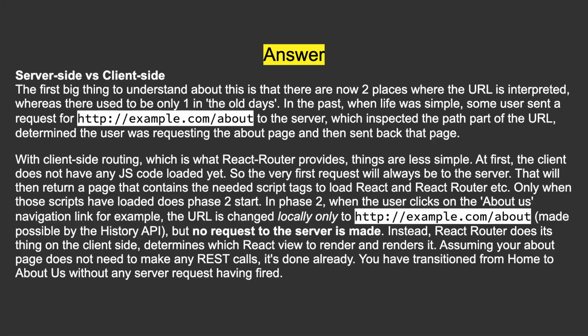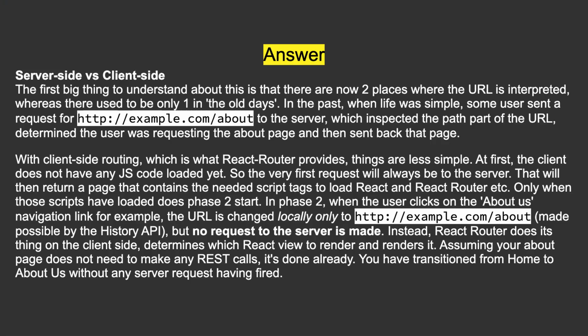With client-side routing, which is what React Router provides, things are less simple. At first, the client does not have any JS code loaded yet, so the very first request will always be to the server. That will then return a page that contains the needed script tags to load React and React Router etc. Only when those scripts have loaded does phase 2 start. In phase 2, when the user clicks on the About Us navigation link for example, the URL is changed locally only to http://example.com/about, made possible by the History API, but no request to the server is made.